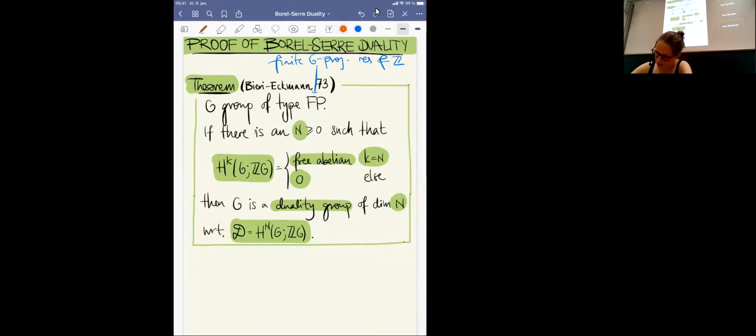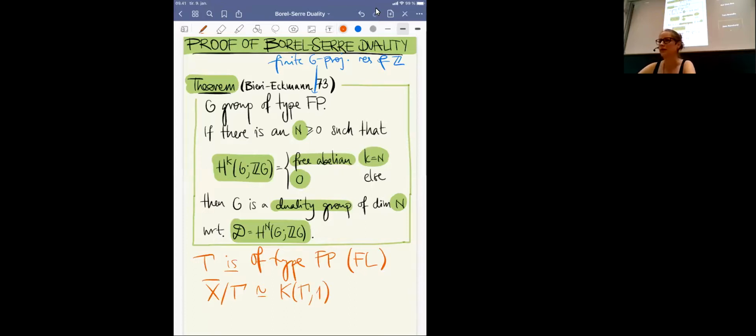Okay, so to apply this, first of all, let's note that gamma is of type FP. In fact, it's of type FL, so there's a finite G free resolution of this. This is simply a consequence of the fact that this Borel-Serre compactification is a model for the classifying space of gamma, and it's a smooth manifold.